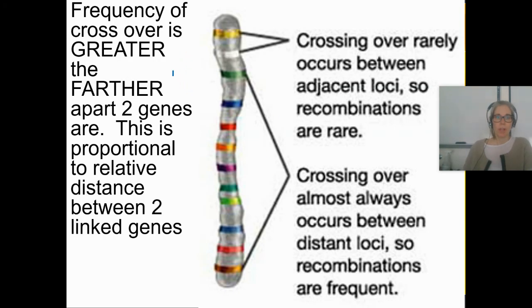Okay, so the frequency of crossing over is greater the further apart they are. So these two genes we would say are linked because the crossover frequency is going to be very, very low. You'd have to get a crossover right in here, which will happen, but not a lot.